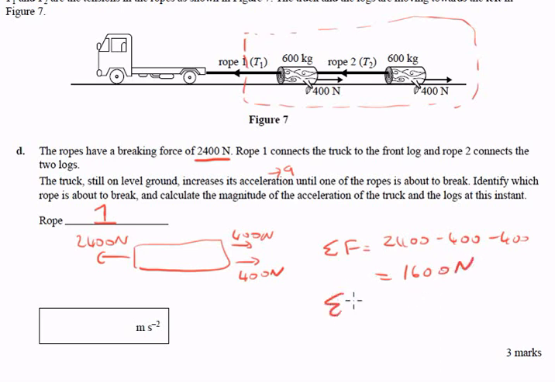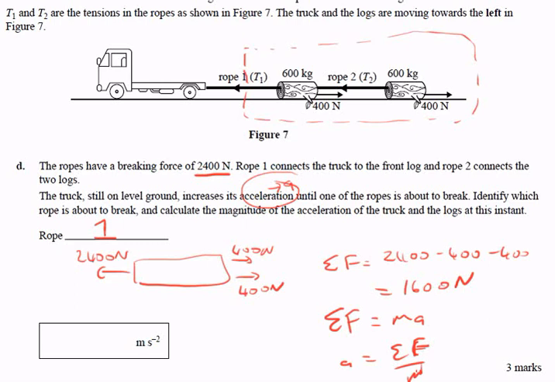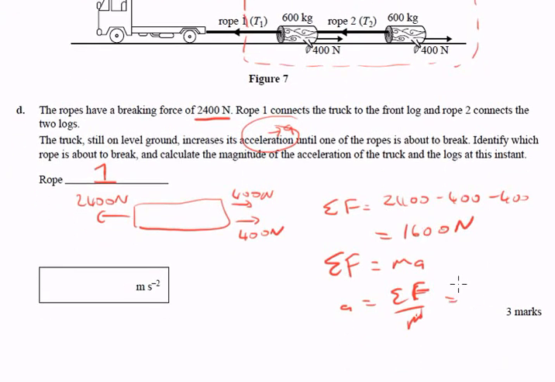Now we can work out the acceleration, because that's all they want us to find, by saying total force equals ma. So A equals total force over m, which equals what we just found, the total force, 1,600. Because we're looking at this system here, around here, the mass is 600 and 600 is 1,200 kgs. And calculating that is 1.33 meters per second squared.